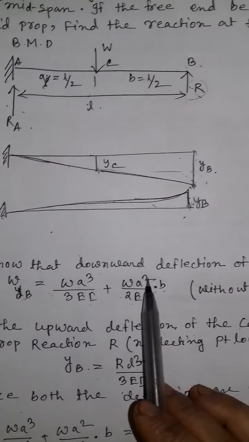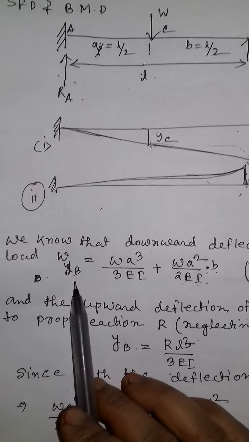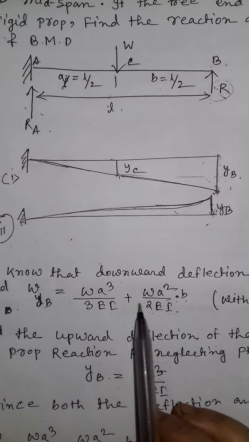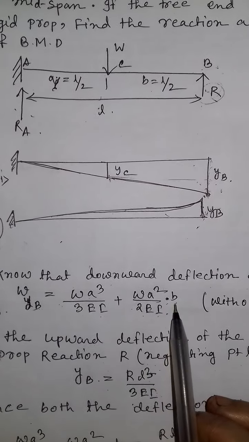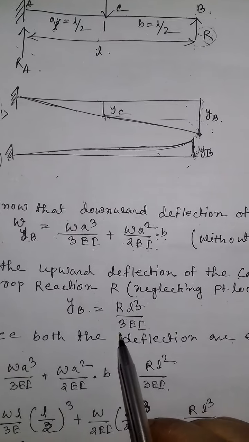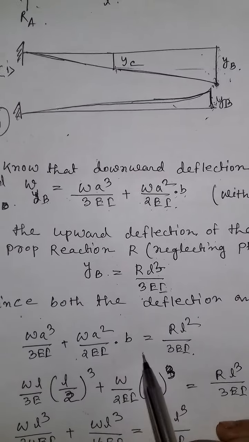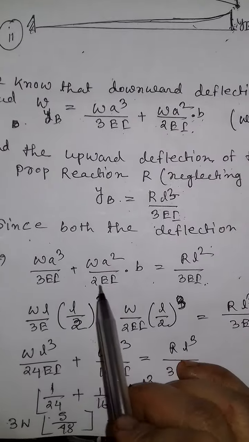We know that the downward deflection of beam at B due to load W, YB, is equal to Wa cube by 3EI plus Wa square by 2EI into b, without prop reaction. Now the upward deflection of the cantilever due to prop reaction, neglecting the point load, YB is equal to RL cube by 3EI. Since both the deflections are equal, we get this equation. And from solving, we find the value of R. We get R is equal to 5W by 16.